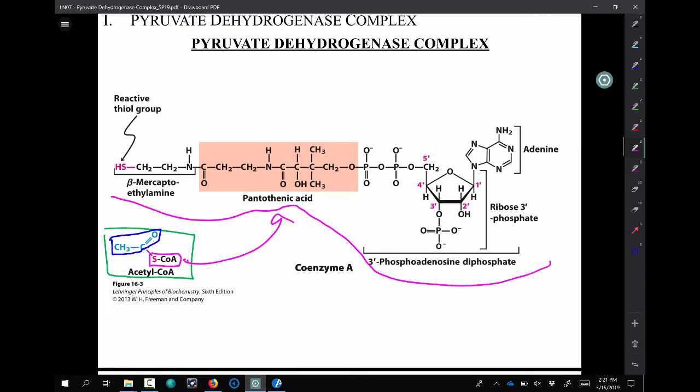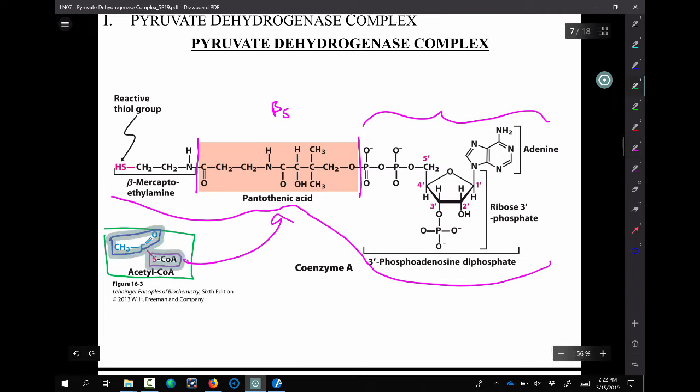But no, this is the structure of coenzyme A. What's shown here and highlighted in your book actually comes from vitamin B5. Of course, the other portion here is an adenosine nucleotide, ADP, and then finally, on the other end, there's this mercaptoethylamine. Look at this arrangement here, that is a thioester.